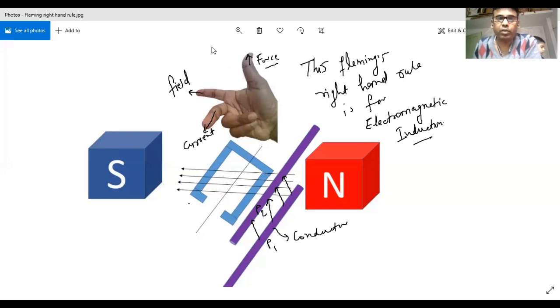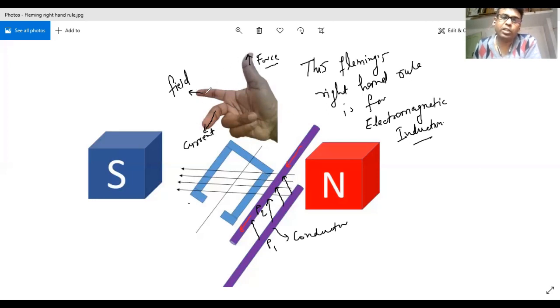So in result, what will you see in the conductor? We will observe that the current flows in this direction in the conductor due to the motion of the conductor from below to upward. The movement of the conductor is upward, and as a result we observe the flow of current from this side to this side, because of the direction of our fingers.